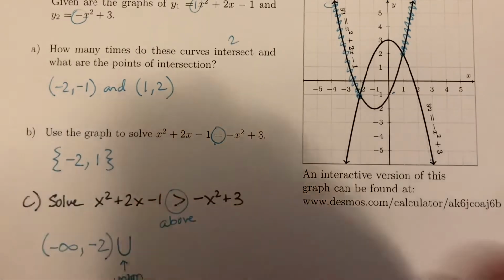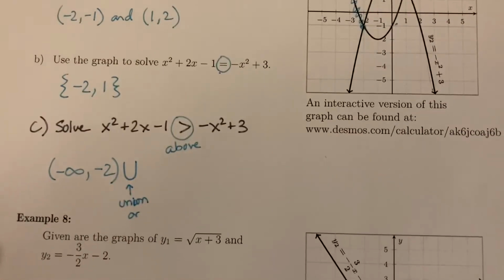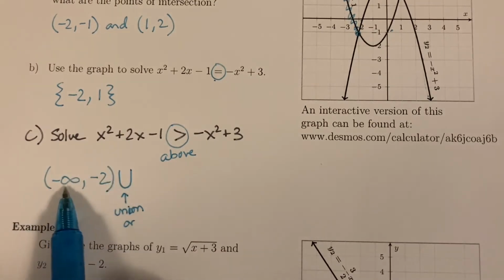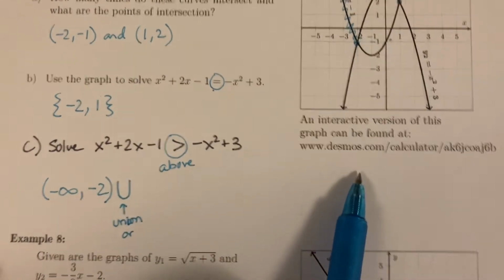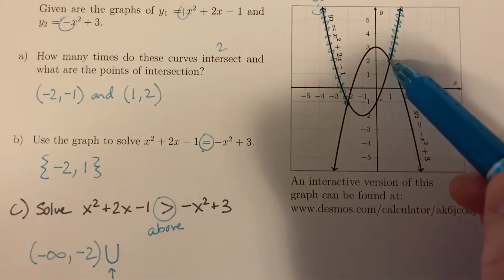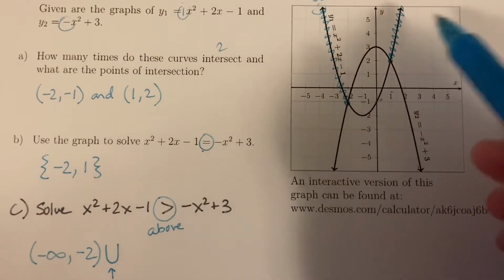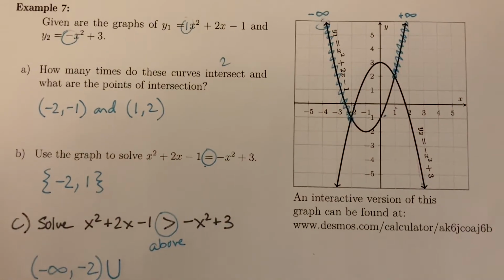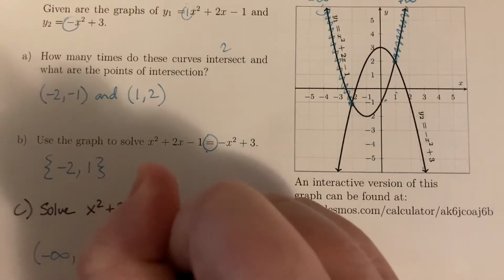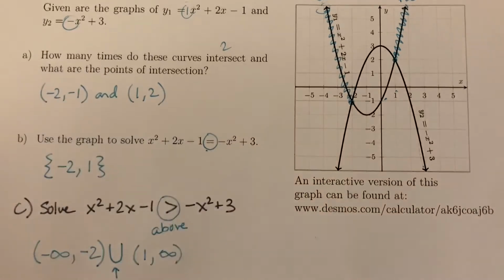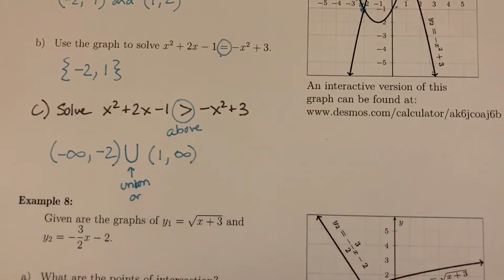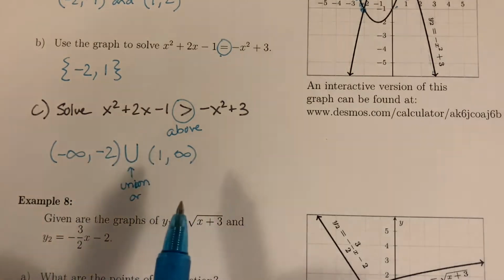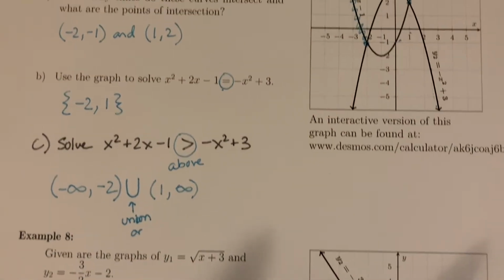But it's just another way to say an "or." So our solution is from negative infinity to negative 2, or, and then this other section of the graph goes from positive 1 and then to positive infinity. So the rest of the interval is 1 to infinity. So we just type a capital U in there to join these two intervals together. And that's all we're saying, right?